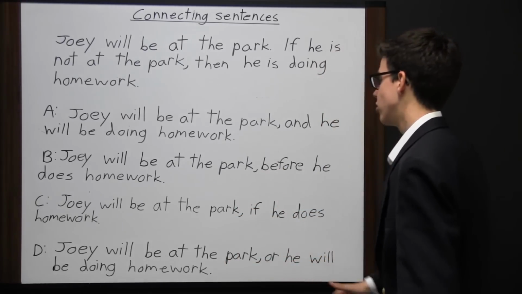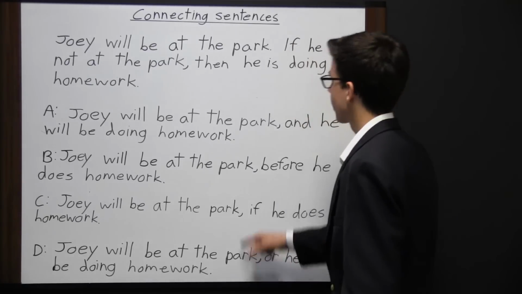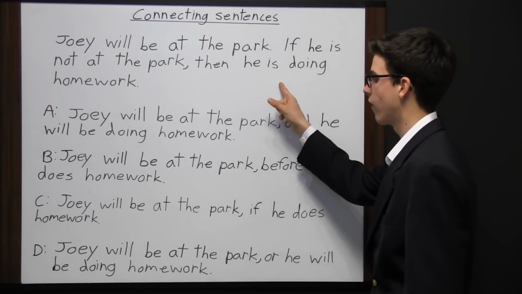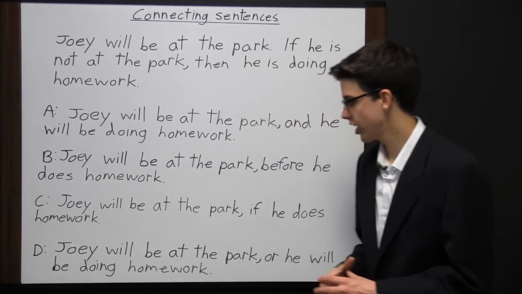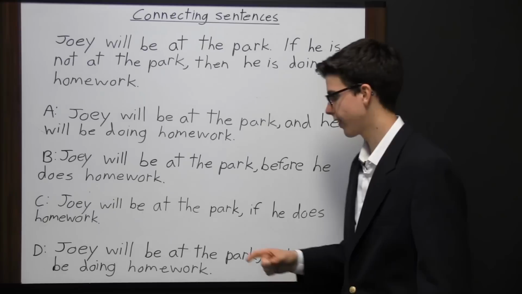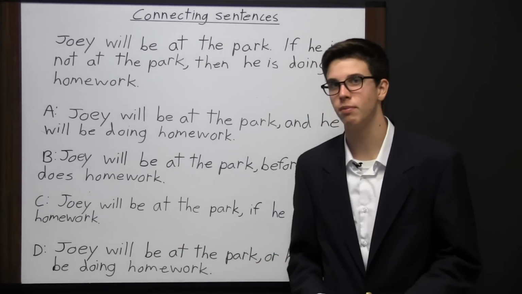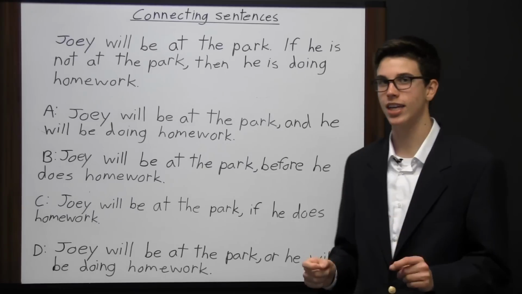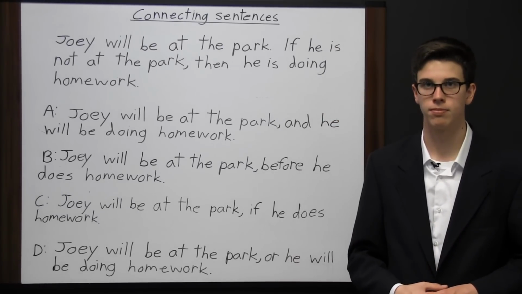So we get to D. Joey will be at the park or he will be doing homework. This sentence right here combines these two sentences very well. It makes the two sentences mesh together very well into one sentence. That way, the reader only has to read one sentence instead of two, and it does not change the meaning of the first two sentences. That's key. You never want to change the meaning when you combine two sentences.